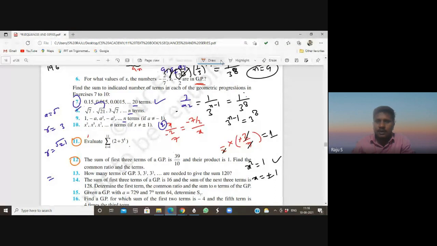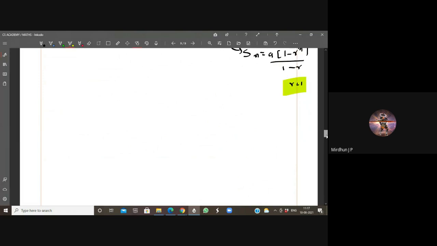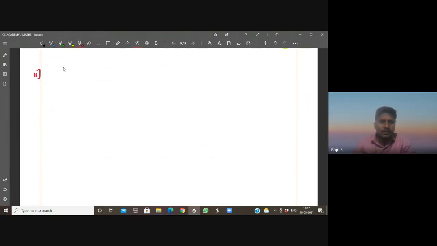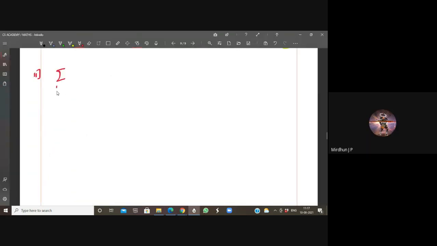Sometimes, to confuse us, they may give the question like this. Question number 11: find the sum of first 11 terms in the GP. Tell me, summation of k equal to 1 to 11 of 2 plus 3 power k.